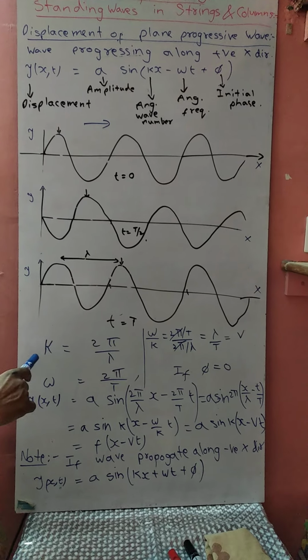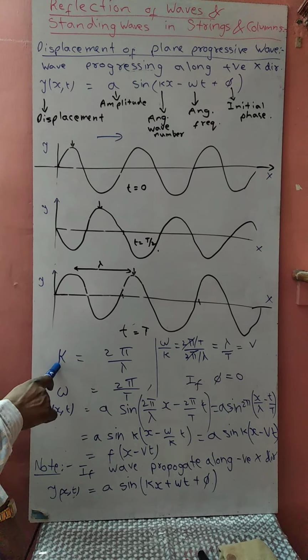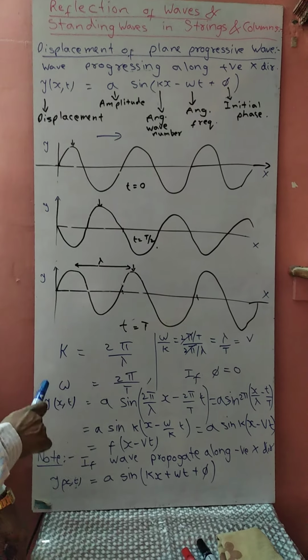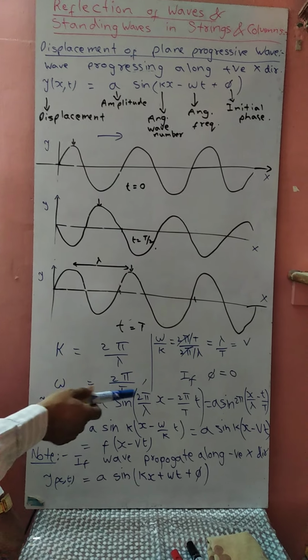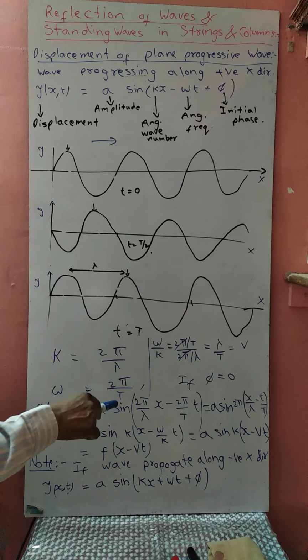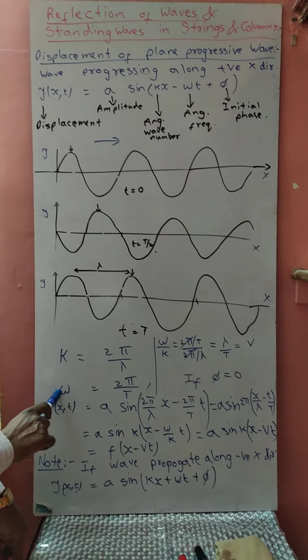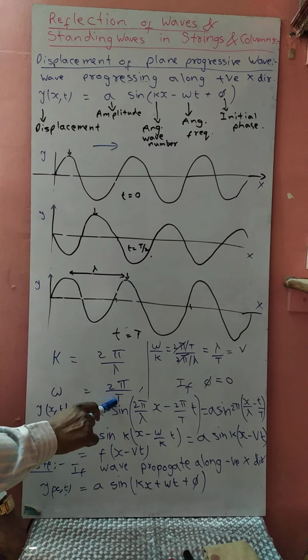And here there is a relation between wavelength lambda and angular wave number k. k equals 2 pi by lambda. And as I already told, after every distance of lambda the wave is repeated. Similarly, in terms of time, after every time period capital T the wave is repeated, and angular frequency omega equals 2 pi by capital T.